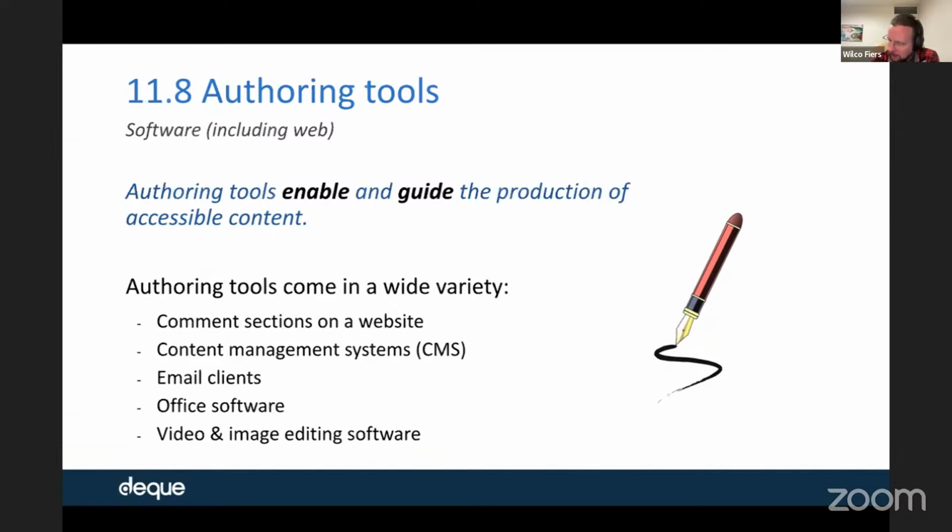Enable meaning it has to be possible to make things accessible with that tool, right? So it's not okay for you to have a tool that cannot be used to create accessible content. And then guide, it's not just that it has to be possible, it has to help the user in doing so. It has to support the user in doing the right thing. That's required as part of this. It's really a broad requirement.